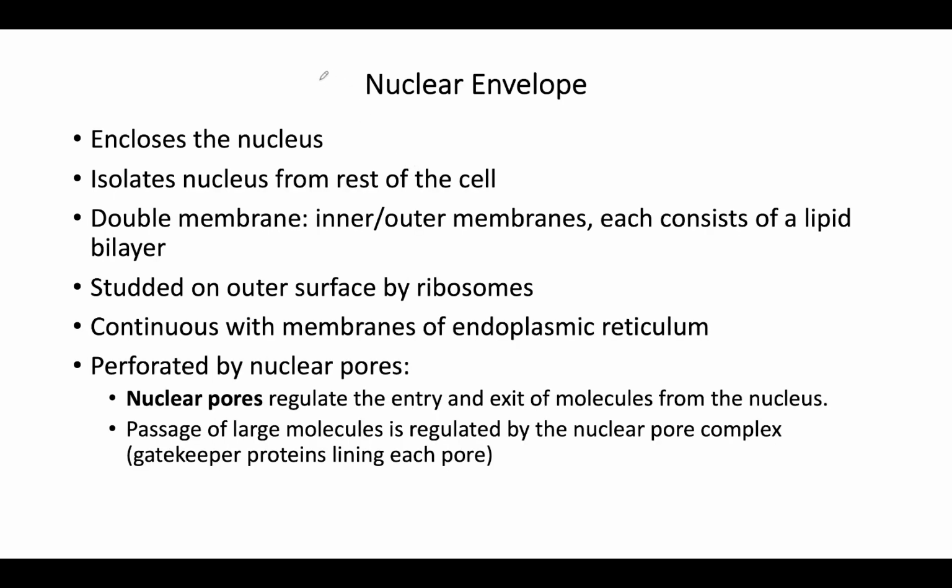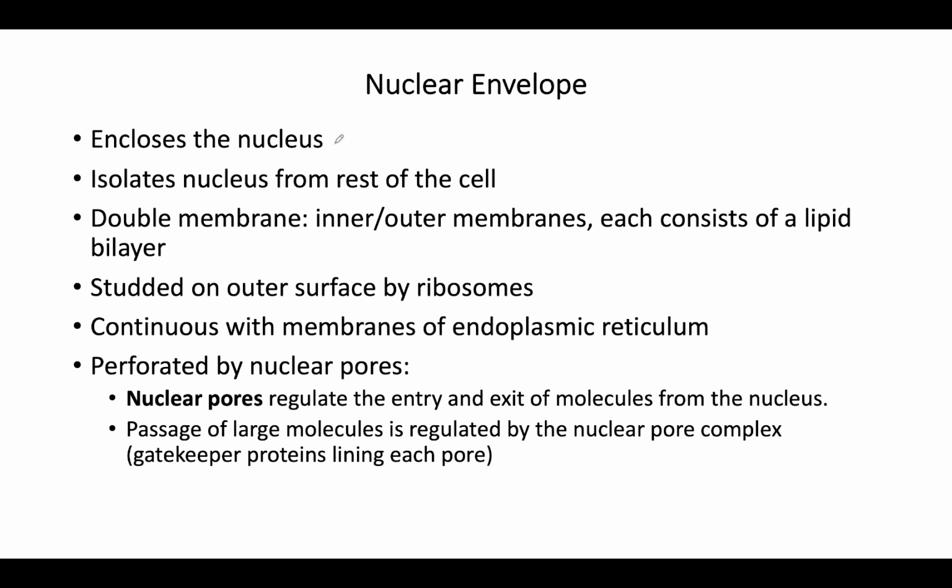Nuclear envelope encloses the nucleus. It's wrapped around the nucleus to isolate the nucleus from the rest of the cell. So the nuclear envelope isolates the nucleus from the cytoplasm. It is a double membrane, not a single membrane. The nuclear envelope has an inner and an outer membrane, a double layer of membrane, and each consists of a lipid bilayer.